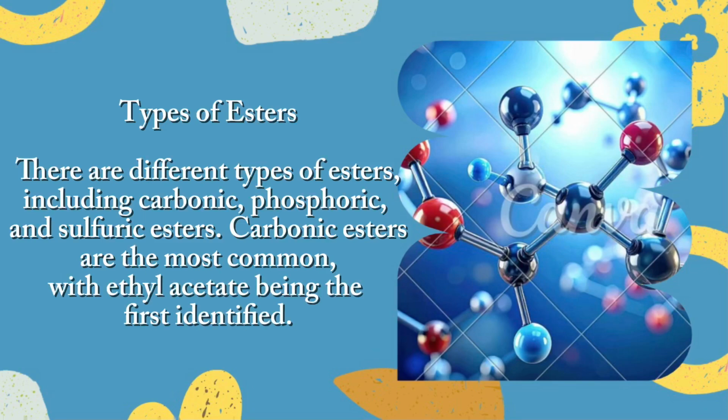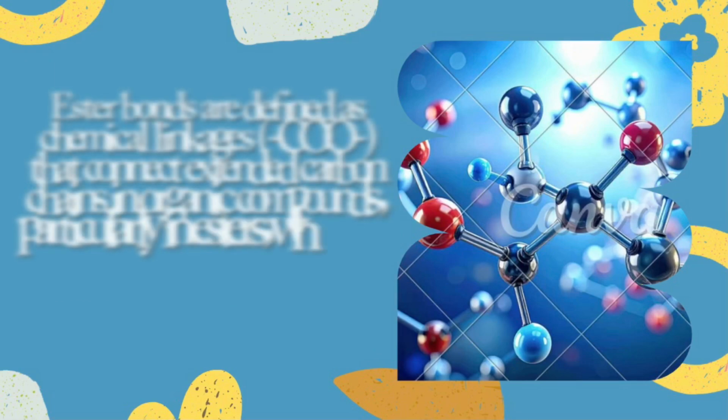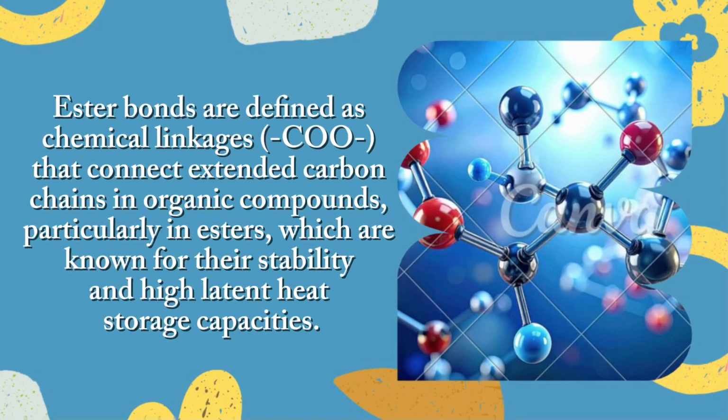There are different types of esters, including carbonic, phosphoric, and sulfuric esters. Carbonic esters are the most common, with ethyl acetate being the first identified. And lastly, ester bonds are defined as chemical linkages, which is the -COO, that connect extended carbon chains in organic compounds, particularly in esters, which are known for their stability and high latent heat storage capacities.